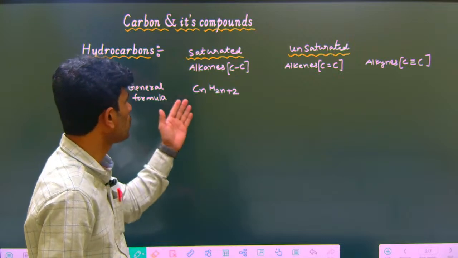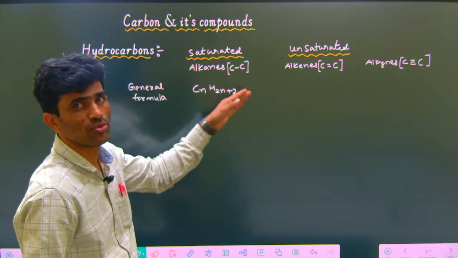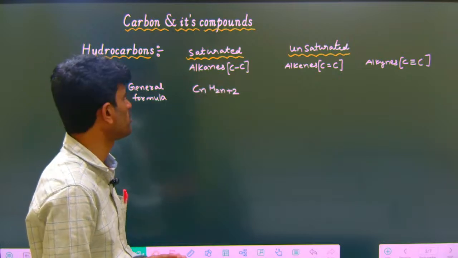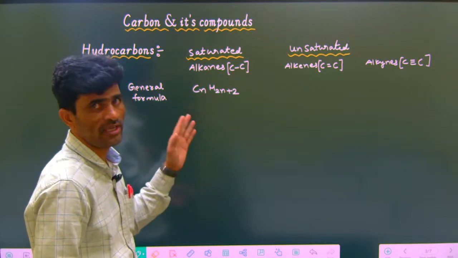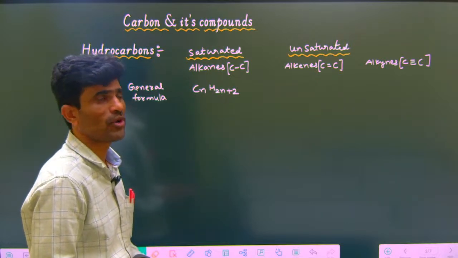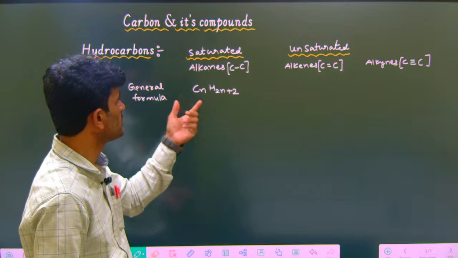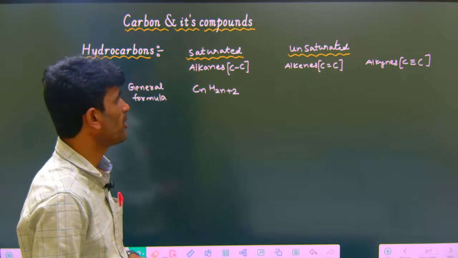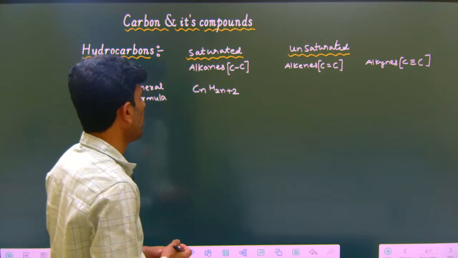Suppose you have 2 carbons, what happens? Double is 4, plus 2, so 6 hydrogen atoms will be there. For example, with 10 carbons, double is 20, 20 plus 2, 22 hydrogens will be there. So just by remembering the general formula, you can say how many carbons and how many hydrogens are there in alkanes.